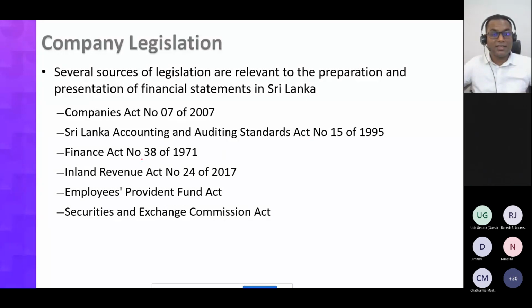Then Finance Act number 38 of 1971. This is actually important for the government organizations. When government organizations are preparing the financial statements, they need to adhere to the Finance Act. Then the Inland Revenue Act, which discusses the computation of taxes, which has an impact on the financial statements. Then the Employees Provident Fund, Securities and Exchange Commission Act. So these are the main legislations in your syllabus. Now, if you know about these legislations, you can easily answer the question.